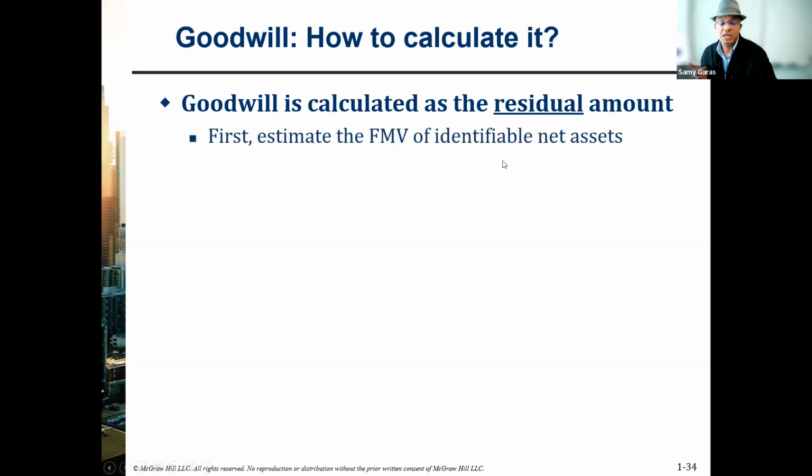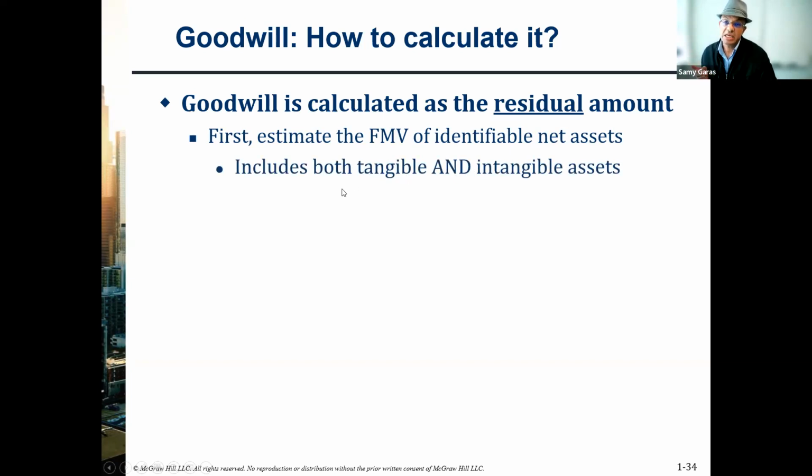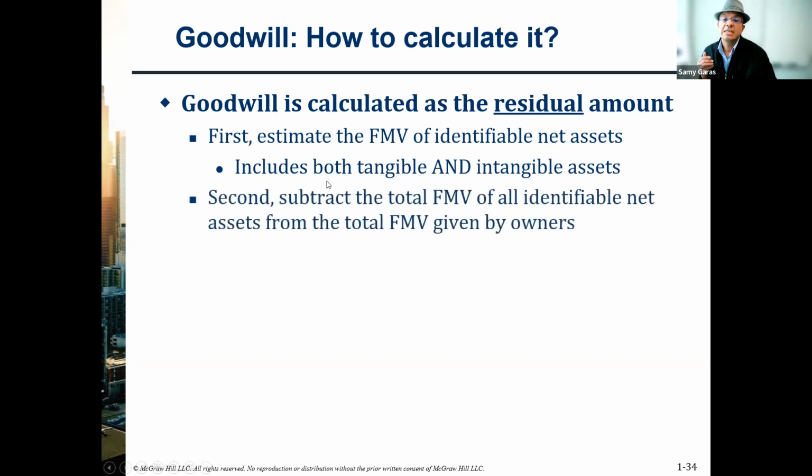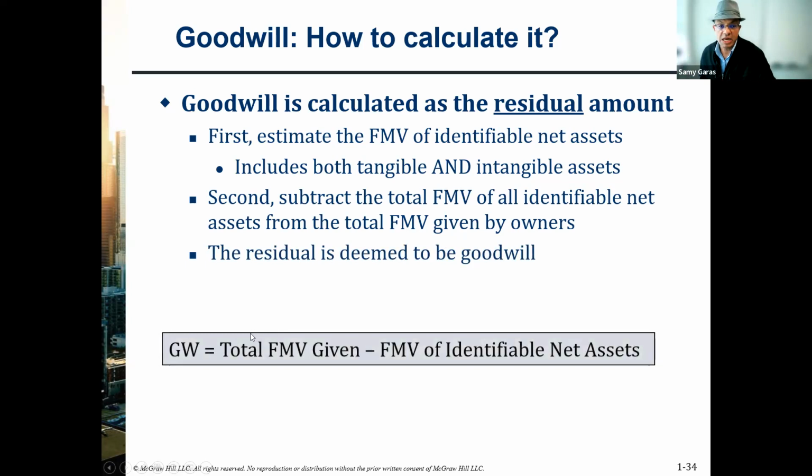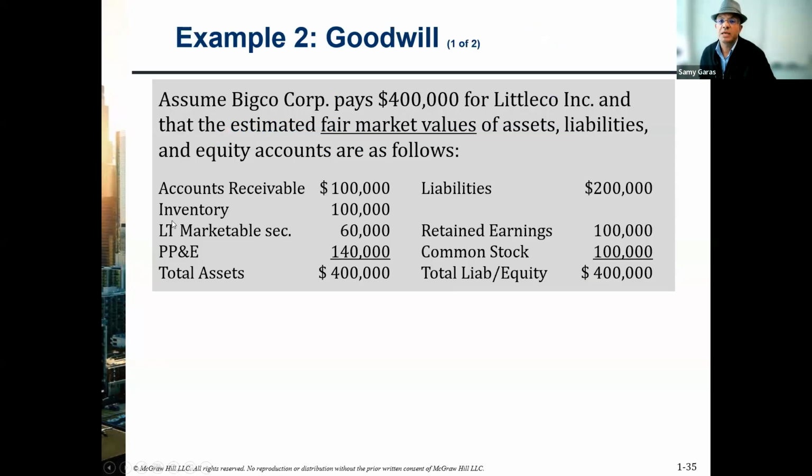First, we estimate the fair market value of the net identifiable assets, including tangible and intangible assets. We get all the assets. Second, we subtract the total fair market value of all net identifiable assets from the fair market value given by the owner, whether we give cash or common stock, and then we see the fair market value of what we receive. The difference between them is the goodwill. The residual is deemed to be goodwill, and here is the equation. So this is a wrap-up example, by the way. You will see in this slide a goodwill. In the next one, we will see a bargain purchase.